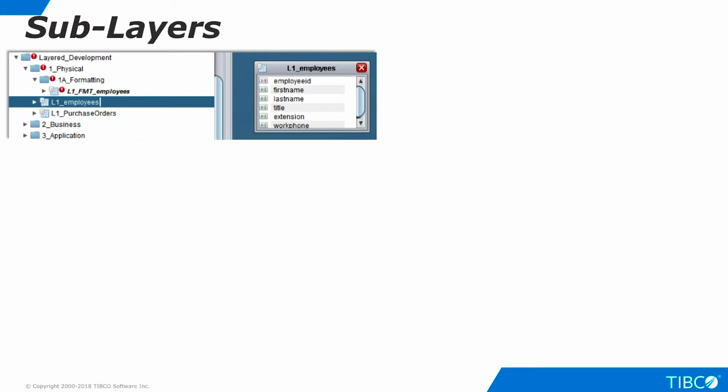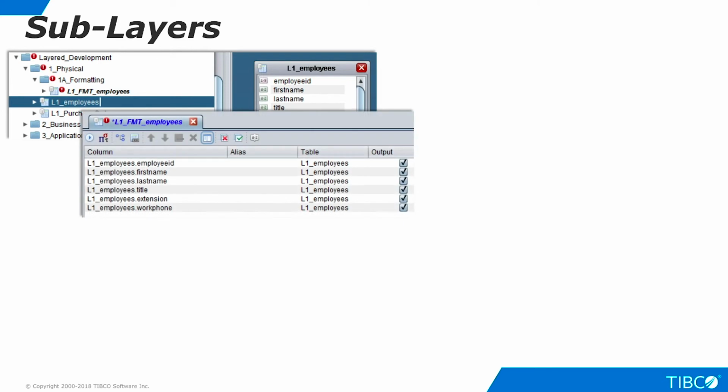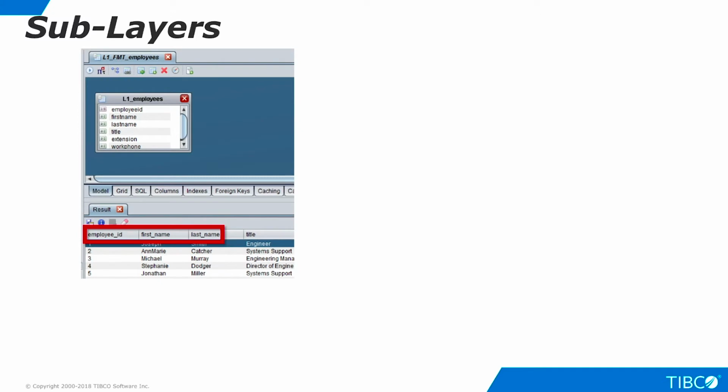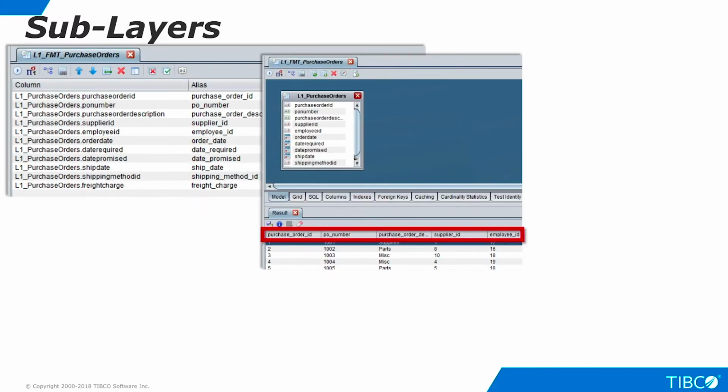To create the formatted employees view, drag in the physical layer employees view you created earlier. Create the projection on the grid panel. Now use the alias column to make your column names meet your corporate standard. Here I'm using underscores to separate word boundaries. Save and execute the view, and verify that the column names have been changed. Now use the same steps to create a formatted view for the purchase orders table.